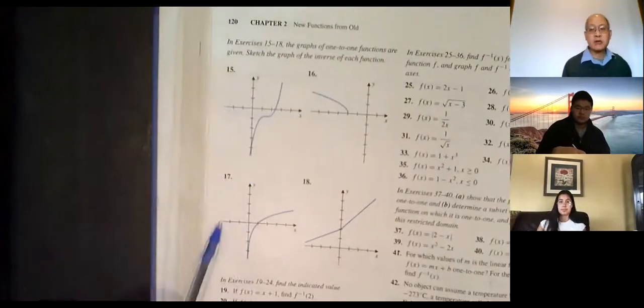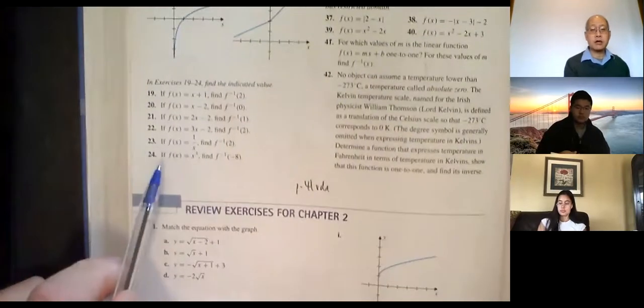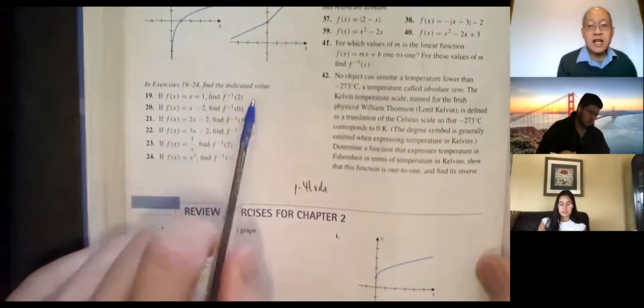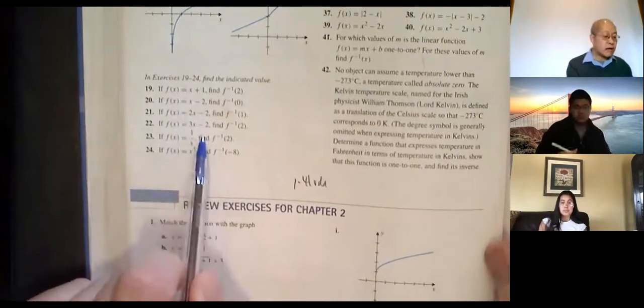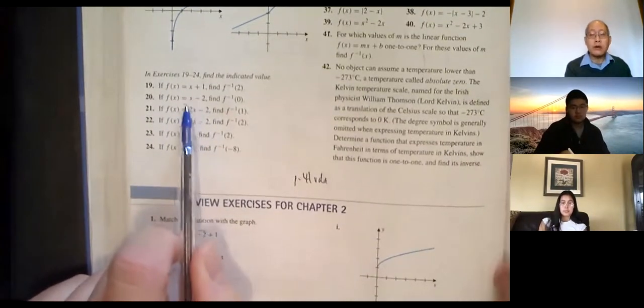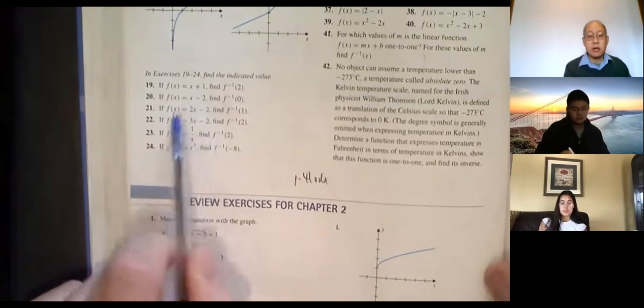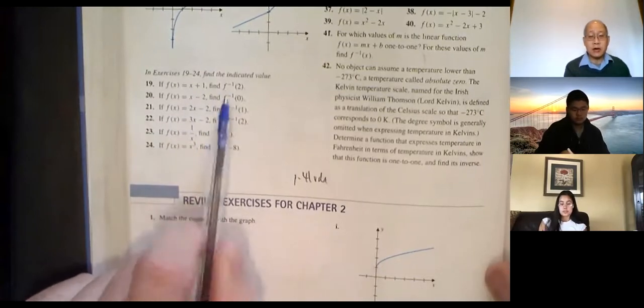So starting with 19, again, we're skipping 15, we're skipping 17. We are doing 19 and on. Okay. Find the indicated value. So f of x is blah, blah, blah. For these right here, they're all one-to-one functions because they say so. They have that f inverse thing over there.